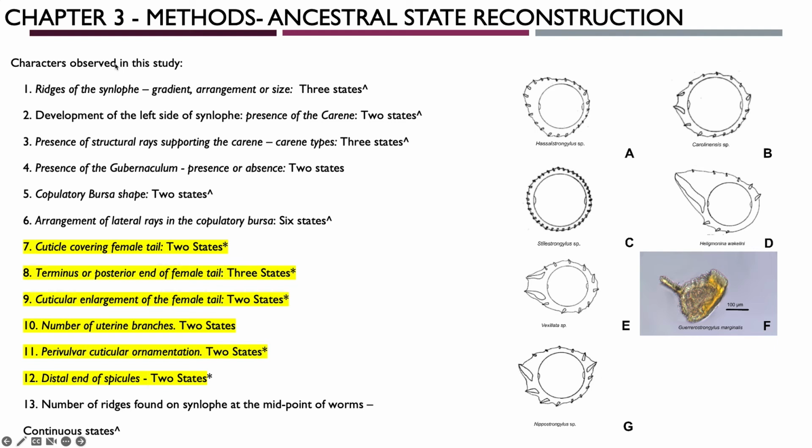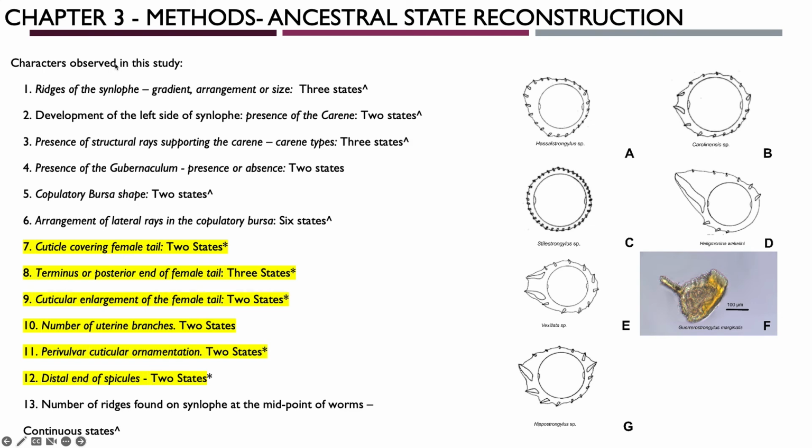You might notice that most of them are female. Again, many of the characters that have been proposed to diagnose this group are male. There's a diagnostic bias to use male characters because they are easier or more prevalent to score. So these are all female characters except for the distal end of the spicules, and the rest of these characters are traditional characters, characters that we have used to traditionally diagnose and describe this group.